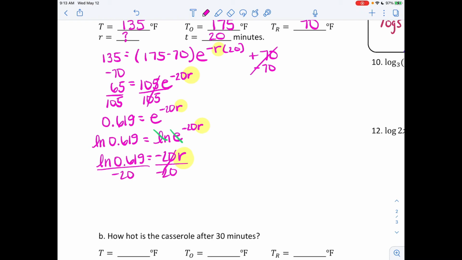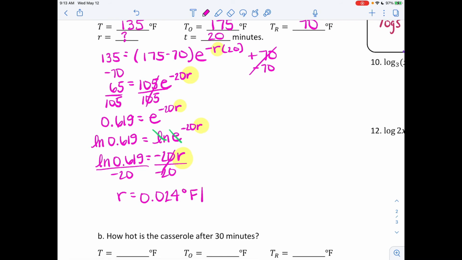And so I want to go ahead and put this in my calculator. Remember that there is a special button, an LN button, for natural log. So natural log of 0.619, close up your parentheses, divided by negative 20. And the answer you should get is going to be a decimal. It's kind of a small one. It's going to be 0.024, and that's in degrees Fahrenheit per minute. That's the cooling rate. Rate is the number of degrees per minute that it drops.